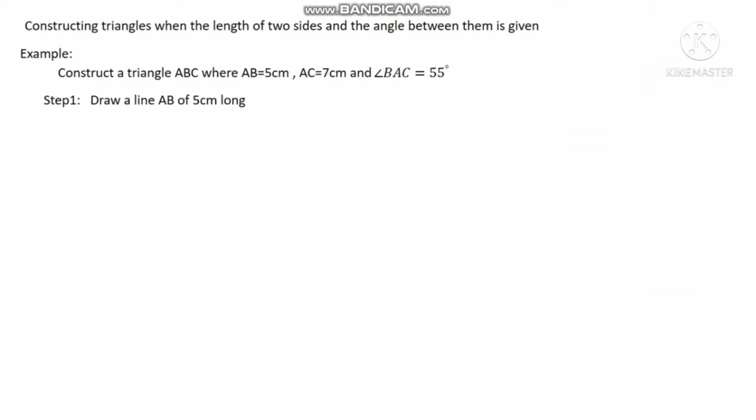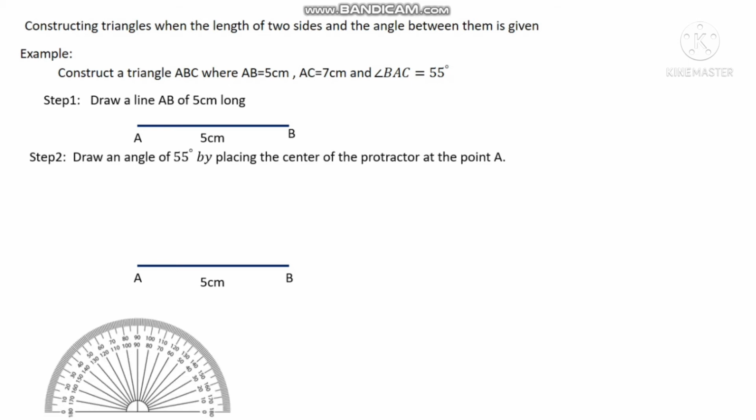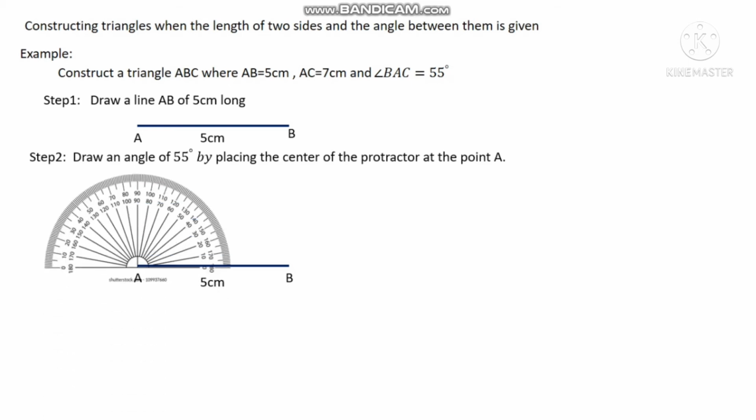Step 1 is draw a line AB of 5 centimeters long. Step 2 is draw an angle of 55 degrees by placing the center of the protractor at point A. First of all, draw the line segment AB of length 5 centimeters and now place the protractor at point A to draw the angle of 55 degrees. Because angle A is on the left hand side, we read the protractor from the right hand side and we use the inner table. So here you can see that this is the angle of 55 degrees. The dotted line represents the angle of 55 degrees.